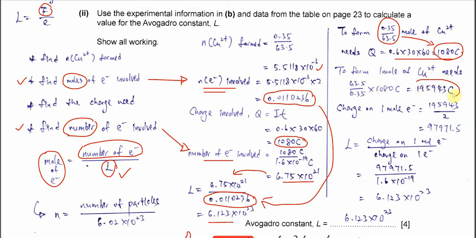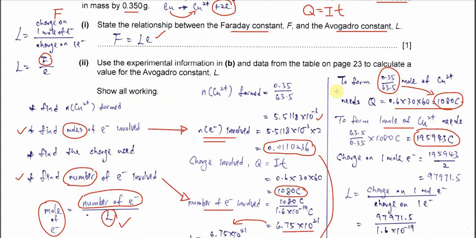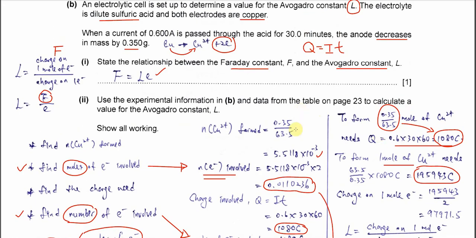So we will get the charge that involved for 1 mole of copper 2 ion. So we know that again, for this one, the charge on the electrons, as you can see, the charge that produce the copper now is this one. So the charge that produce the 2 moles of electrons is also the same, because the same charge is used to produce these two.